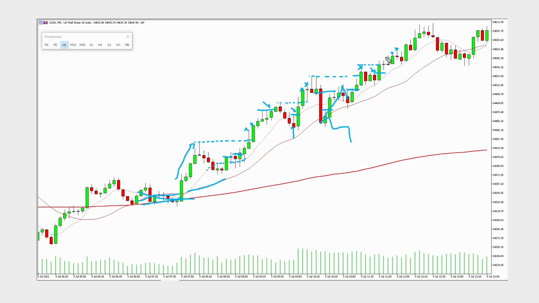If you like to trade on the 5-minute, you can trade on the 5-minute. If you prefer to trade on the 15-minute, you can trade on the 15-minute. Sometimes the volatility is so high that you can go even to the 1-minute time frame.